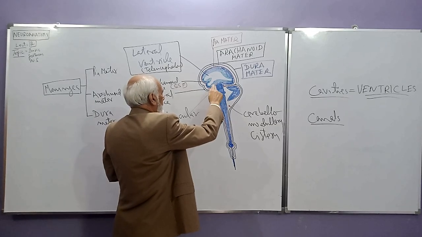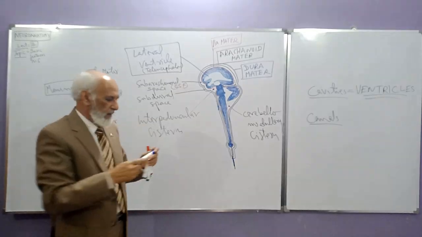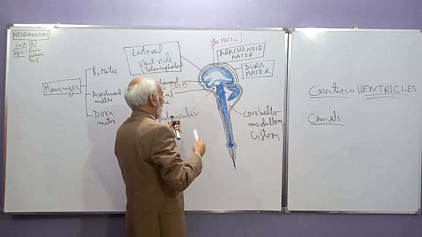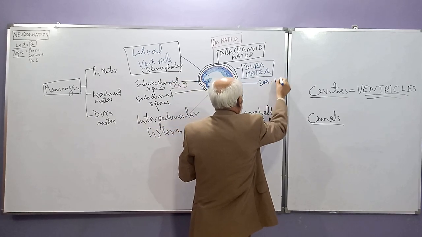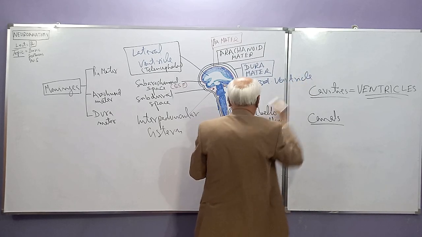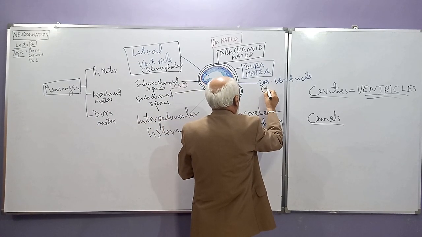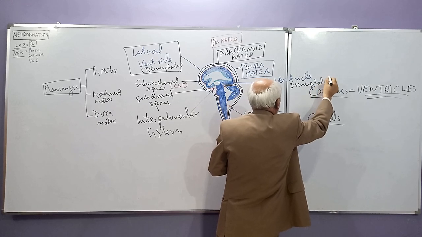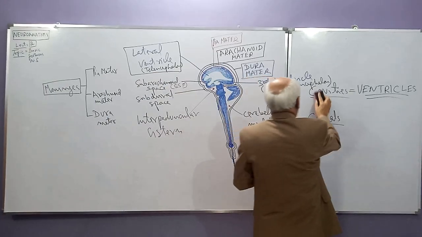Then inside the telencephalon is the diencephalon. Between the two diencephala, again there is a cavity, which is known as the third ventricle. It is the ventricle of the diencephalon. So between the two diencephala, there is one ventricle known as the third ventricle.